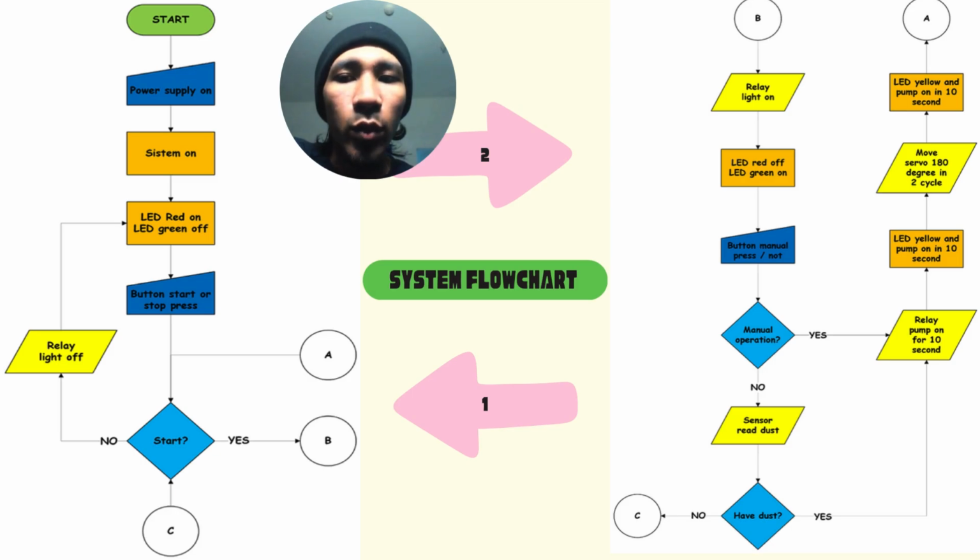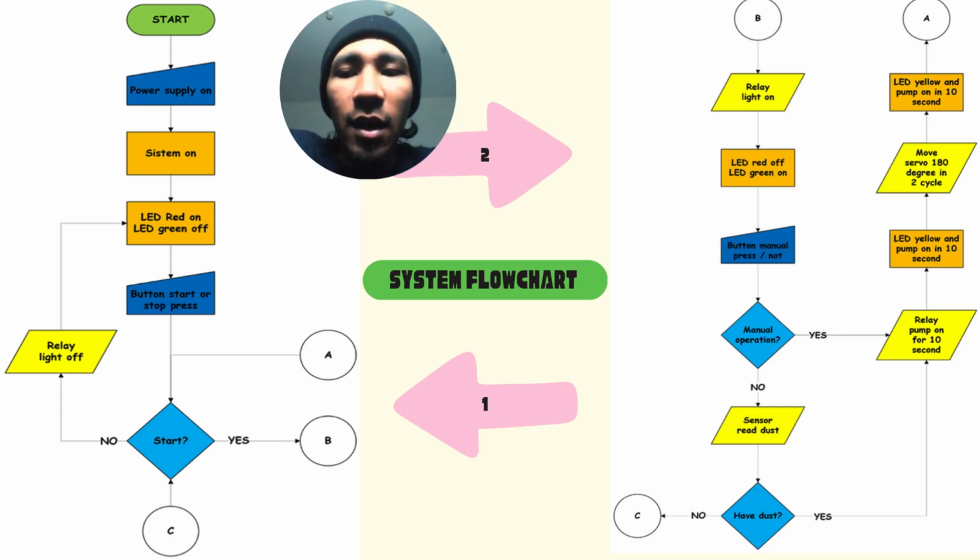So it starts with the power supply. Power supply on, system on, LED red on, LED green off. When the start or stop button is pressed, there are some events that happen. Either it will work manually, by sensor, or give feedback of its error.